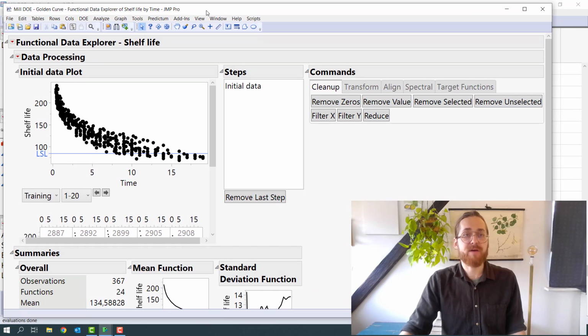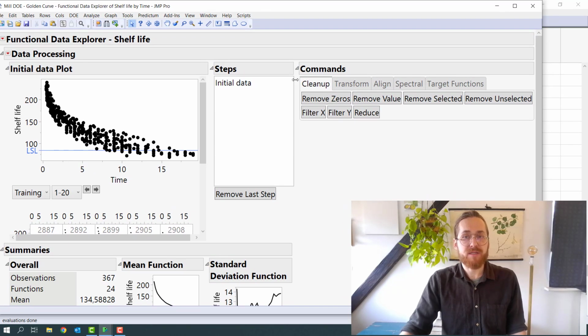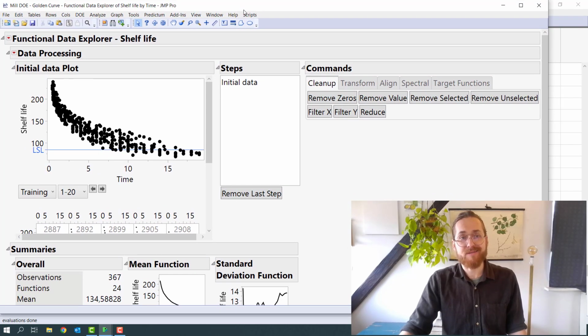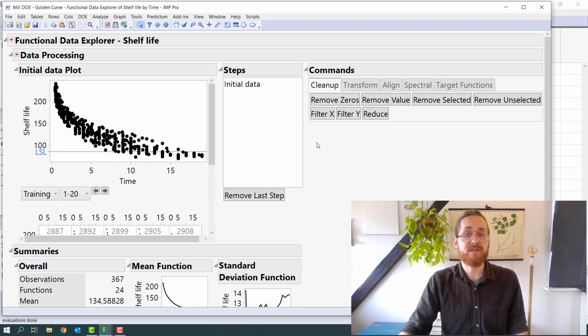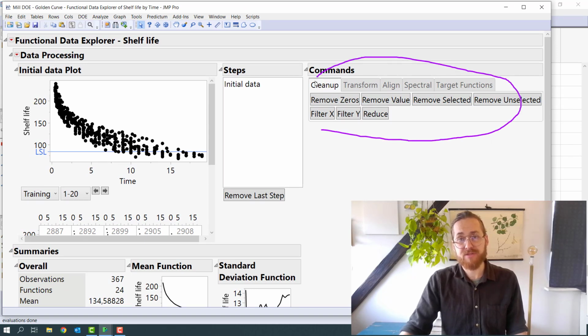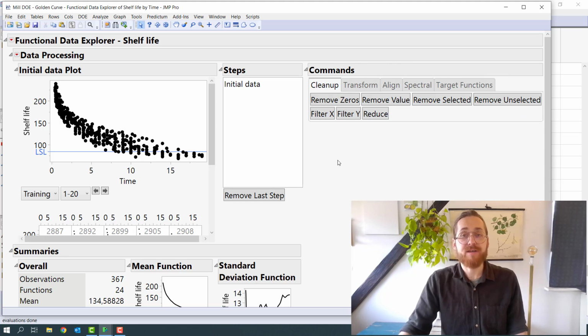The first step of the Functional Data Explorer is all about cleaning, because very often these data can be very messy. So here we have different methods for cleaning. Now, as this is an example for YouTube, it's very nice and we don't need any cleaning at this step.